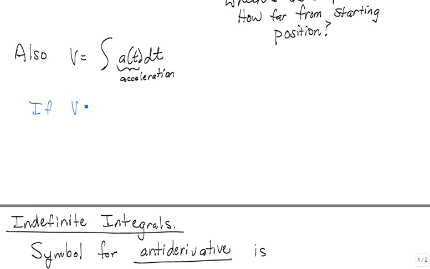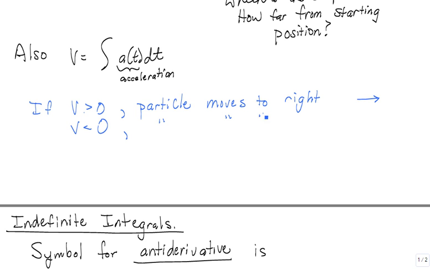Okay, so if v is positive, then the particle, or whatever you have, is moving to the right, if you're moving on a straight line. And if it's equal to 0, it doesn't move. If it's less than 0, the particle moves to the left. So again, we're talking about a particle moving left and right on a straight line. And the absolute value of velocity is the speed of the particle.